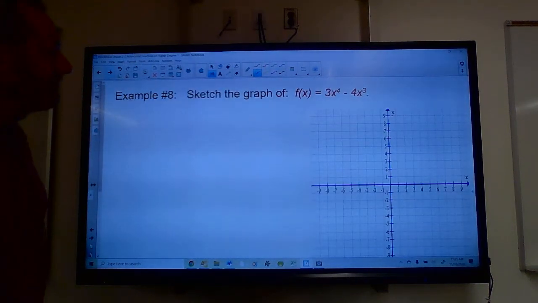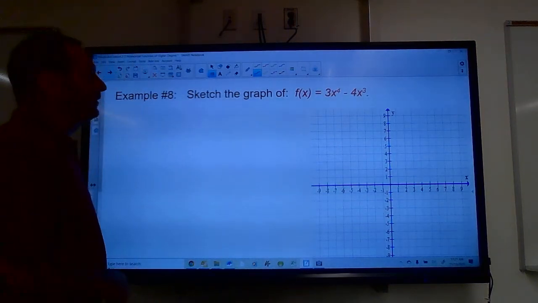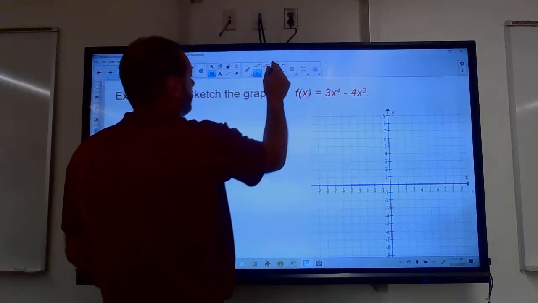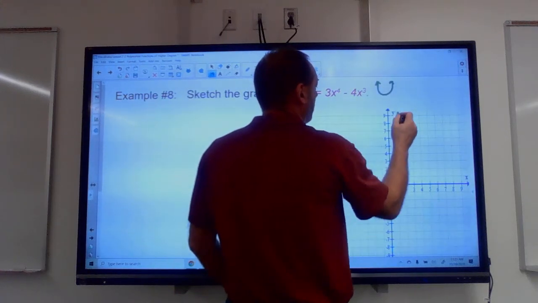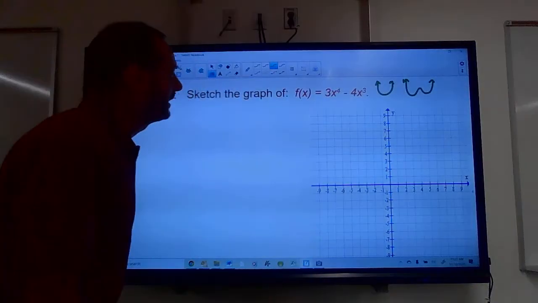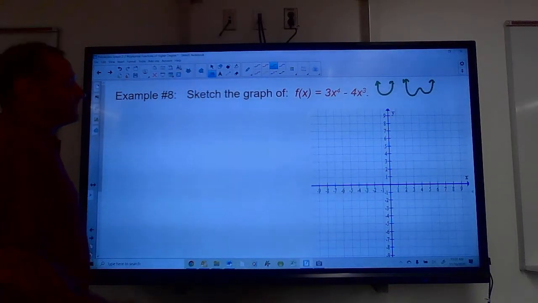Okay, sketch the graph of 3x to the 4th minus 4x cubed. Now there's a couple things we can do. We don't have to jump right to a calculator, but I know this. I know this thing is going to look either like this, because it's x to the 4th and it's positive, or it's going to look like this. Okay? Now, I can do some things.